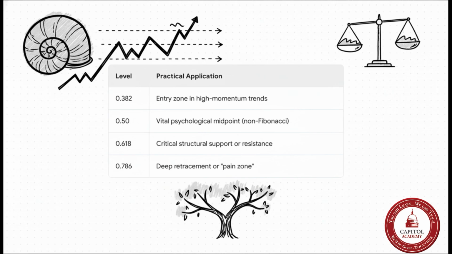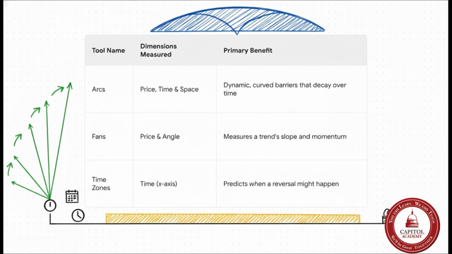And hey, notice the 50% level? Now that's not actually a true Fibonacci number, but it's such a vital psychological midpoint where buyers and sellers often just agree on a price. And believe me, it gets even more advanced from here. See, the pros don't just look at price. They look at time and angle too.